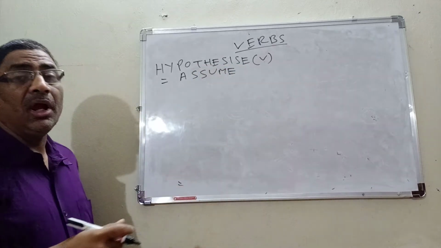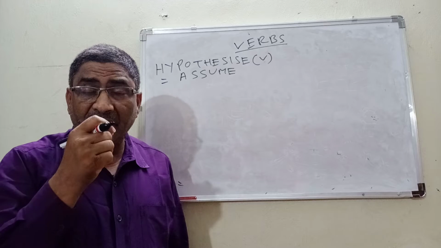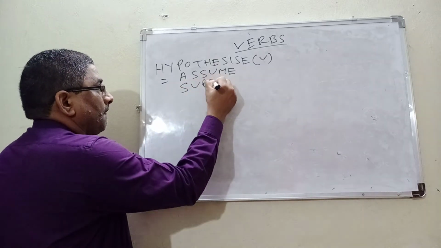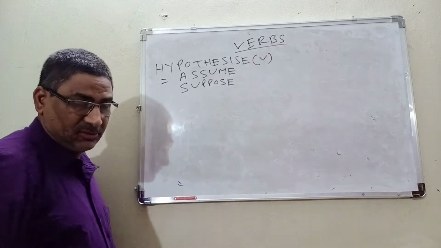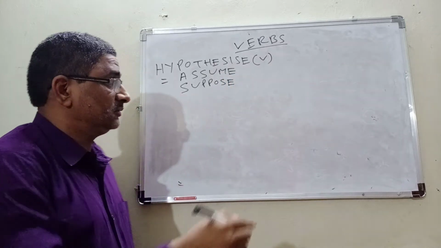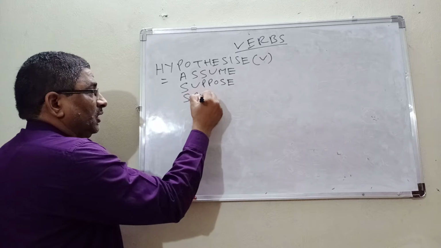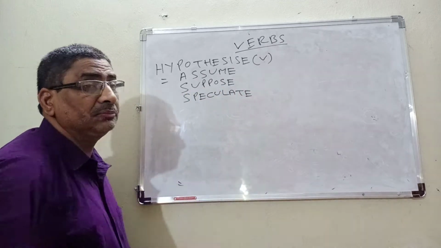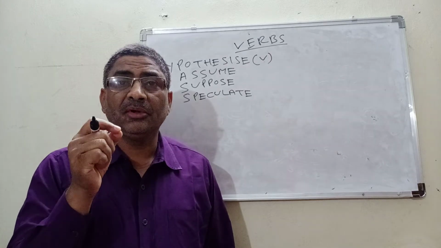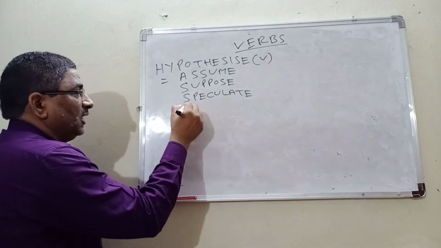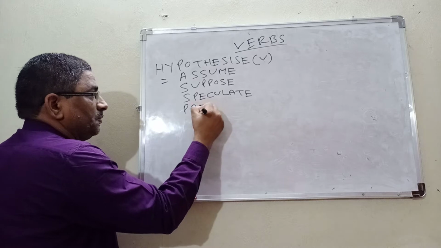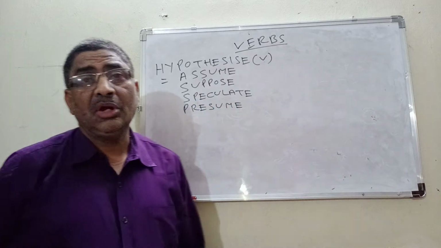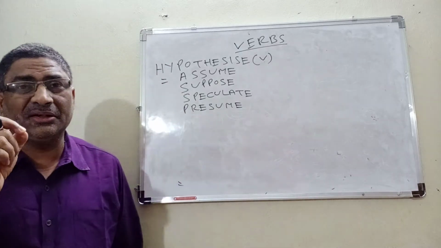We can use the word assume. I would like to make the assumption, assume. Suppose. Another synonym we can write here. Speculate. Speculation is a noun form. Speculate is a verb. I can take another important verb. Presume. Presume, to take something to be granted.